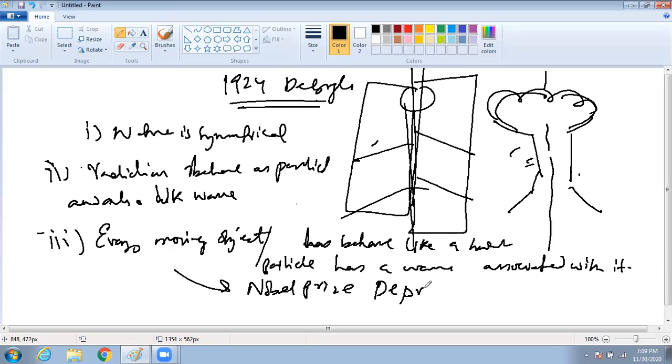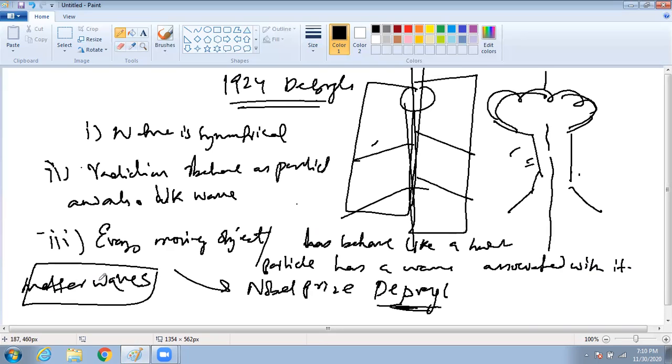De Broglie got a Nobel Prize. We'll study about this, and these waves are called matter waves because these waves are associated with matter. Object is a matter, particle is a matter. Anything and everything which has some weight, occupies some space, is called matter. Since these waves are associated with matter, these waves are called matter waves.